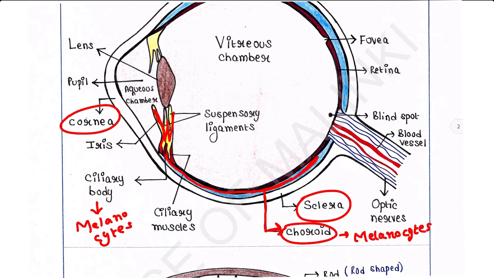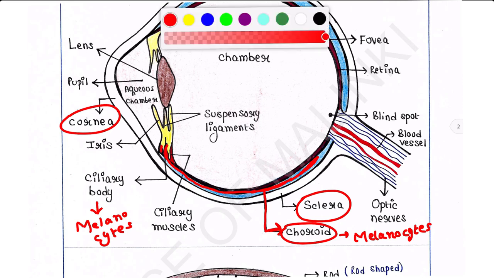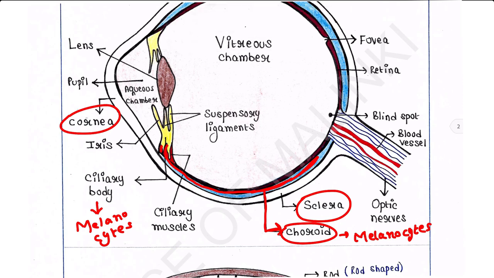Okay. Ciliary body contains ciliary muscles. So here are some muscles. Let me erase this part. Yeah. Now you can understand that here some muscles are there. Those are ciliary muscles. The ciliary body continues forward to form the iris.